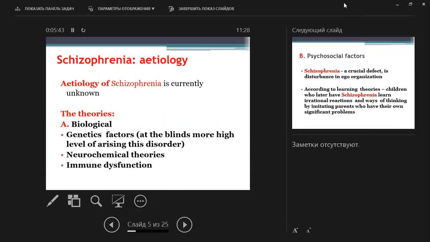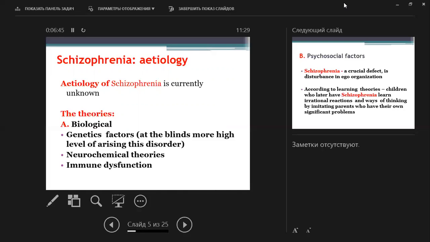Schizophrenia, etiology. The etiology is currently unknown. For many years, maybe centuries, many psychiatrists, from the start of the 20th century, have studied this disorder but could not find one etiological factor which explains the polymorphism of the clinical picture of this disorder. Why does this disorder arise in some people and not in others? There are many theories which explain the arising of schizophrenia. First, a group of biological theories which explain it by the influence of different factors.